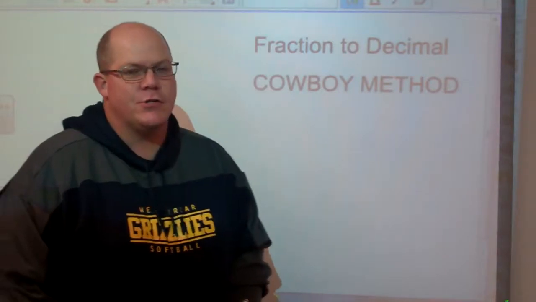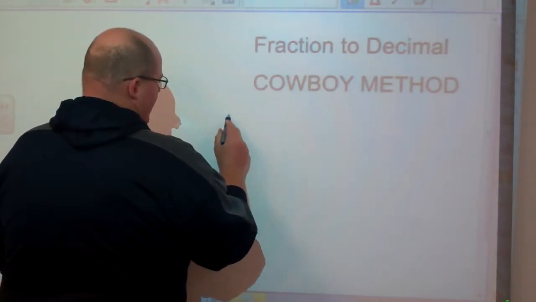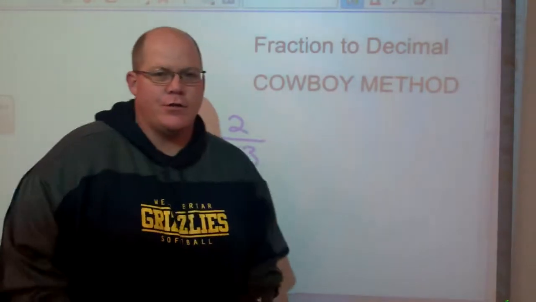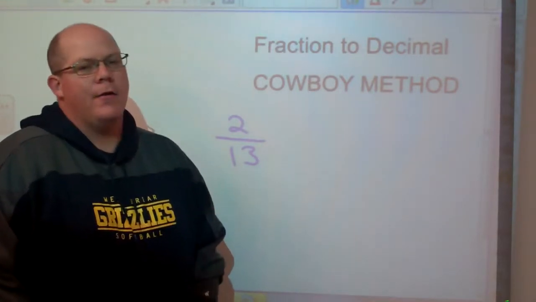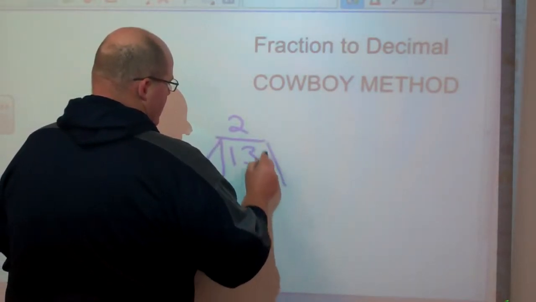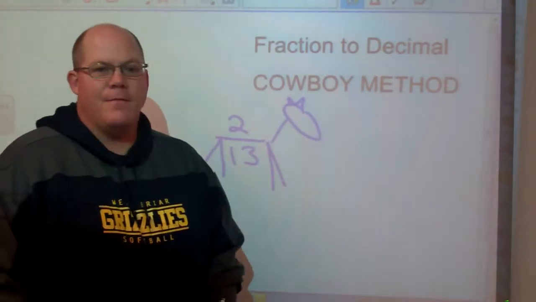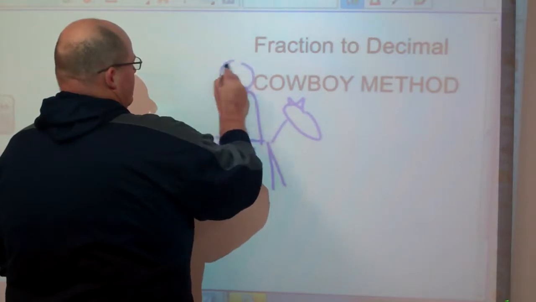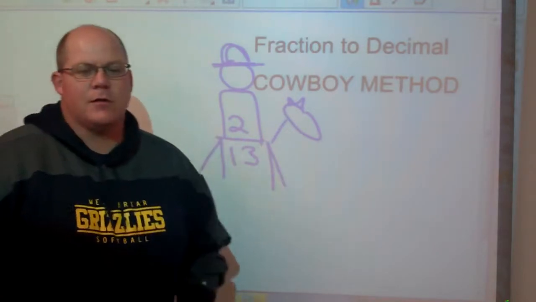Next, I'm going to show you from fraction to decimal using the Cowboy method. So here's my fraction. Let's say 2/13. I want you to think of this fraction as a cowboy and a horse. We know that the cowboy rides the horse. So the bottom number will become my horse. And the top number is my cowboy. Gotta make sure he has a cowboy hat. So we have the cowboy and the horse. Again, this is called the Cowboy method.